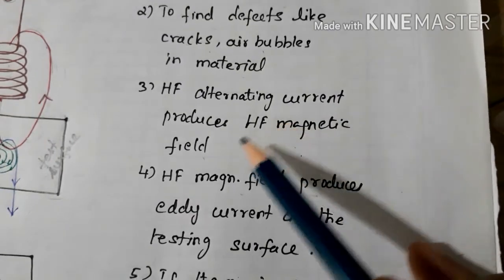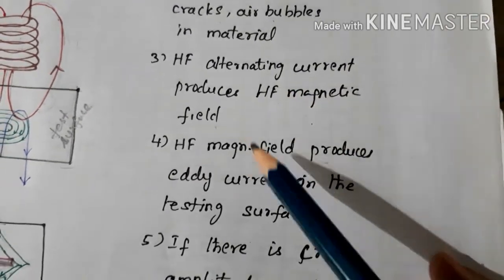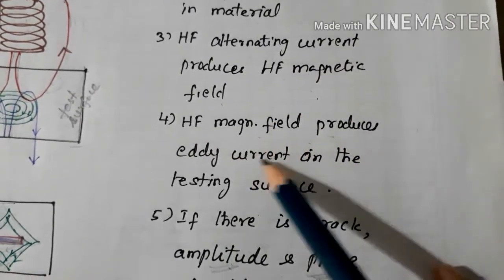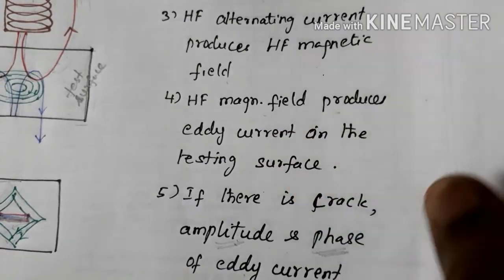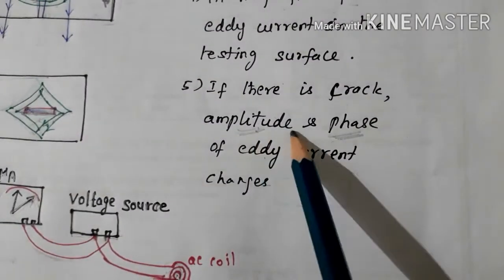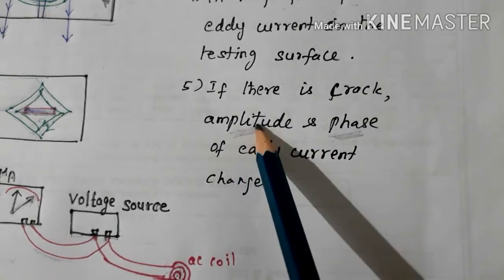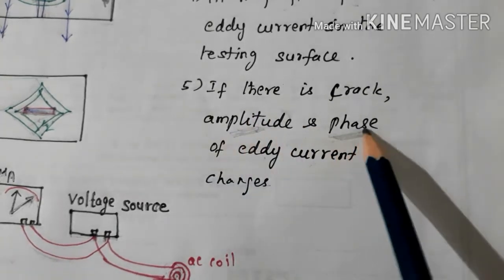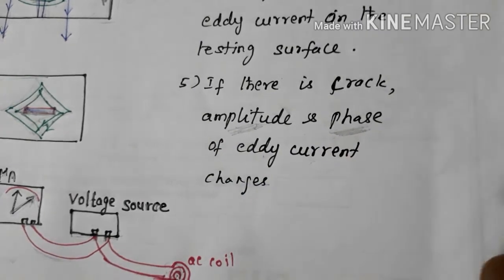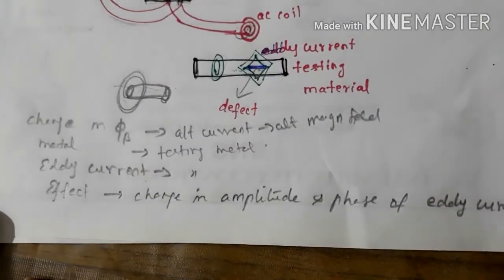High frequency alternating current produces a high frequency magnetic field. This high frequency magnetic field produces eddy current in the testing surface. If there is a crack, the amplitude and phase of the eddy current will change. You have to note this down. That is, the magnitude of the eddy current will reduce, and the shape of the eddy current will also be changed, right? So we will answer these 4 questions.